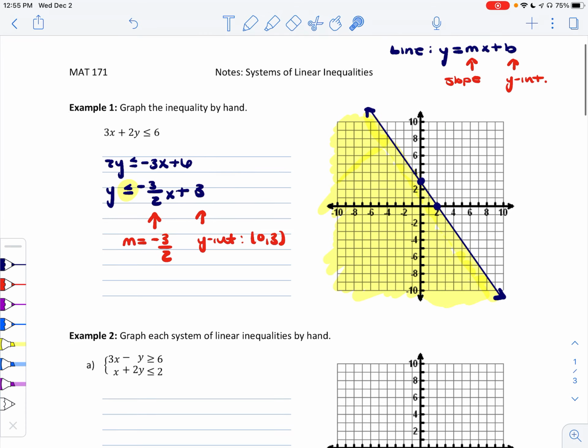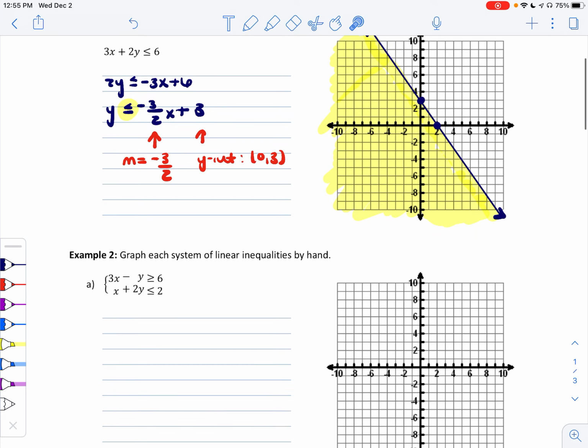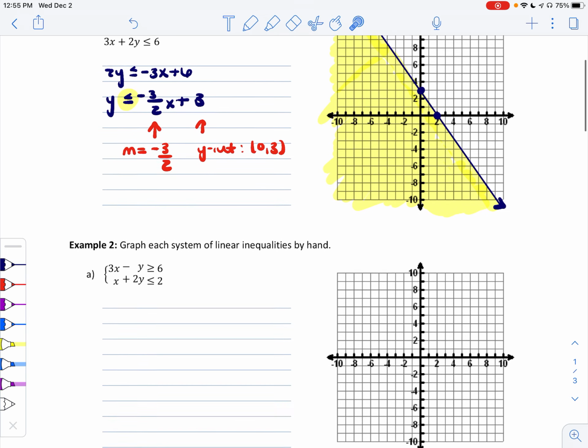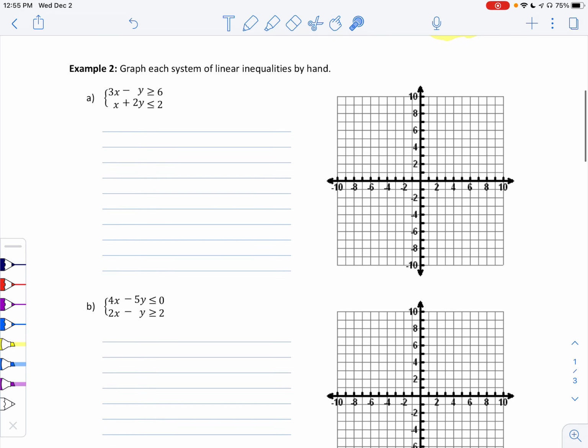Okay, so when we're talking about systems of linear inequalities, we're going to have two or more equations that we're graphing. We're going to shade the regions corresponding to each of the inequalities, and then the solution will be the region that is shaded by both, so the overlapping region essentially of our two inequalities. So let's go ahead and take a look at this second example.